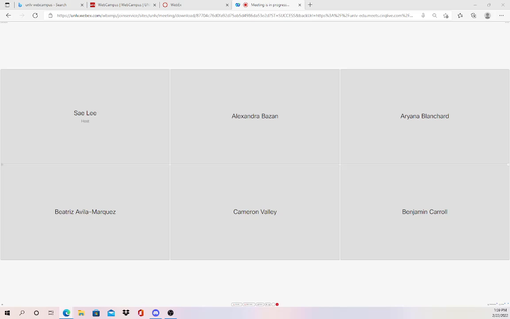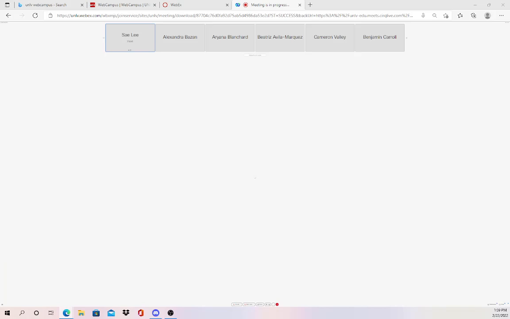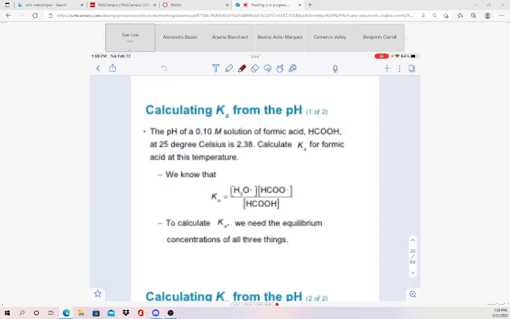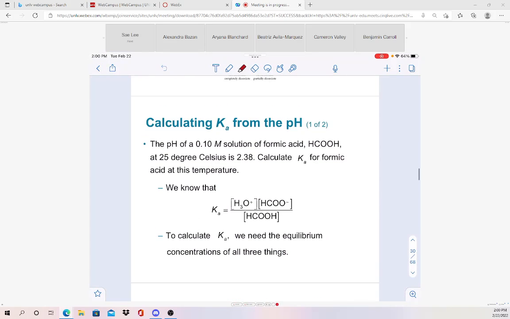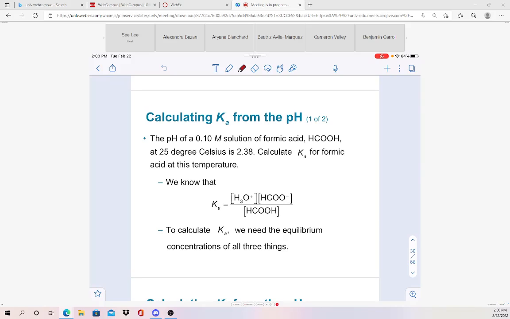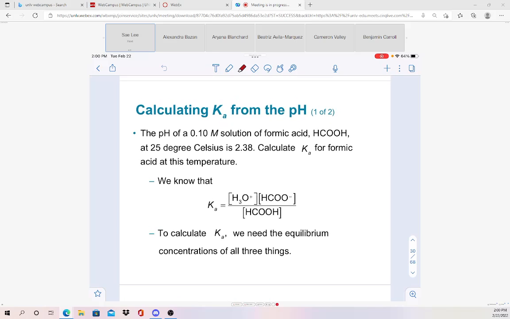Okay, sorry about that. My screen keeps getting frozen for some reason. Let me know if it's frozen or if you can't see it clearly. Let me know if it's blurry.